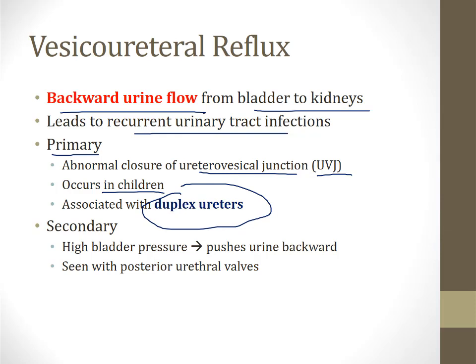There is also a form of vesicoureteral reflux that's called secondary. This happens anytime there's very high pressure in the bladder. If the pressure gets very high, then when the bladder contracts, it will push urine backwards up towards the kidneys. This is seen when there is an obstruction to the outflow of urine from the bladder, and one of the conditions that causes this that occurs in children is called posterior urethral valves, and we'll talk more about that in a minute. You can also see secondary reflux in men who have significant benign prostatic hyperplasia.